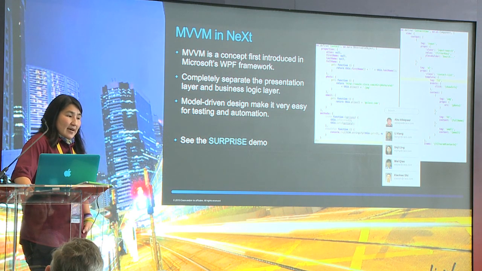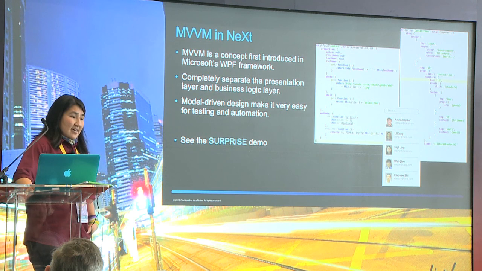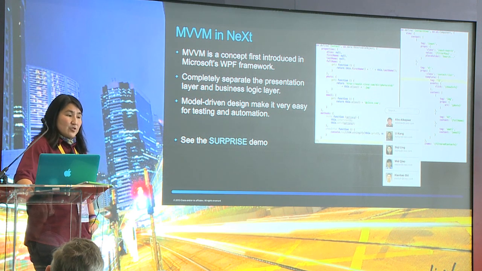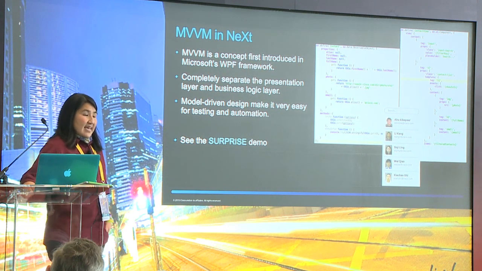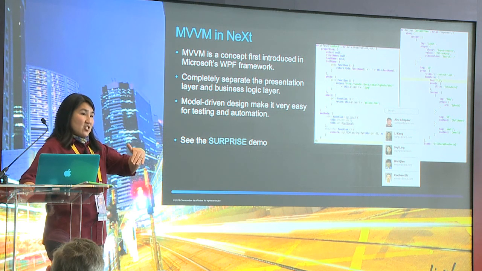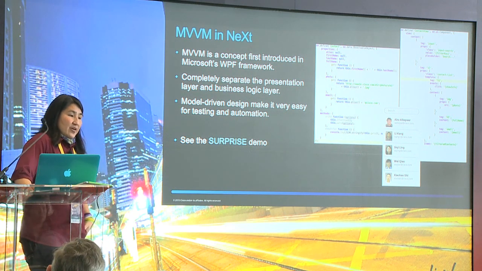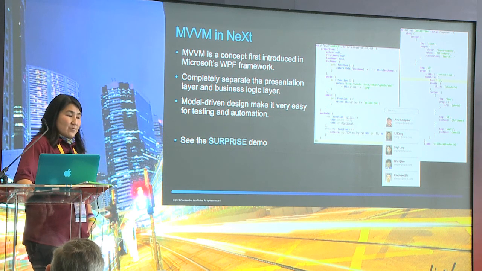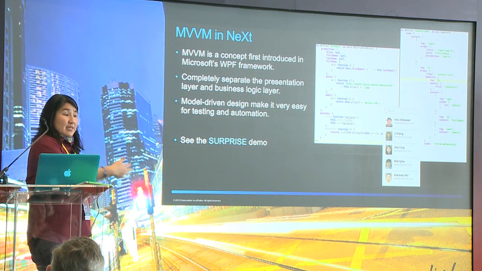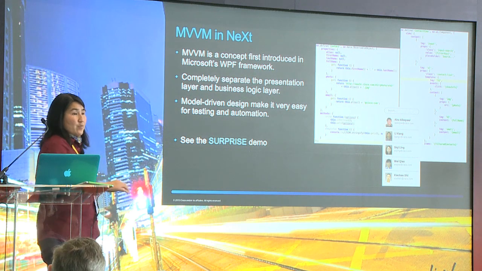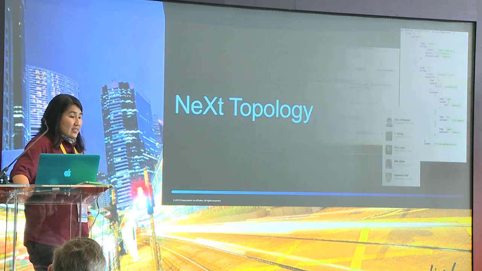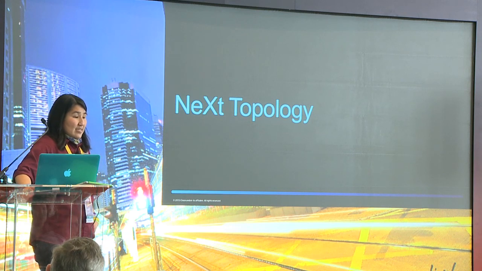There's also the model view view model coding in NeXT. That's something that was used originally in WPF, and it lets you separate the presentation layer from the business logic layer. So this was another key area in terms of building in mechanisms that allow you to use this type of coding structure with NeXT. That's built in a very interesting way.